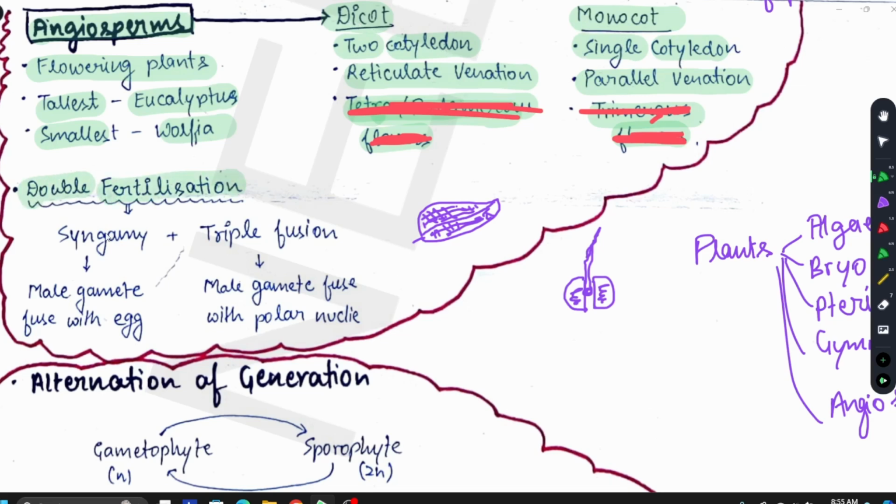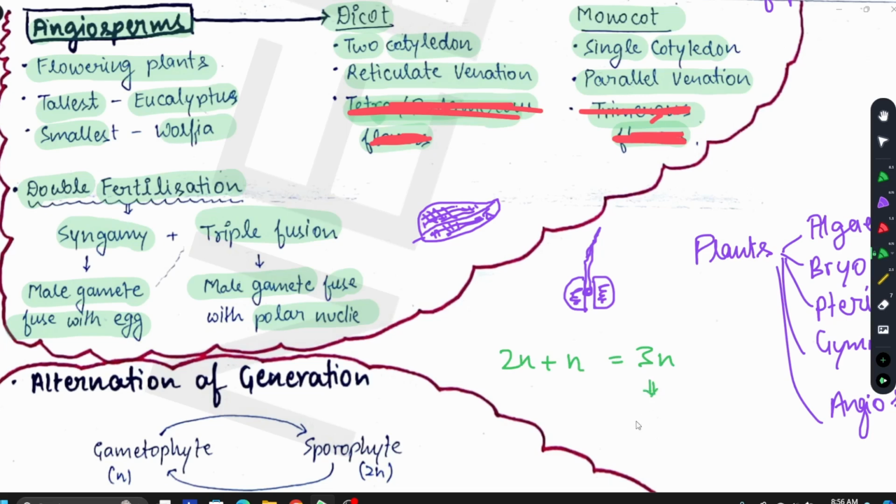Angiosperms also show double fertilization, which is basically two different fertilizations. One is called syngamy and one is called triple fusion. In syngamy, the male gamete fuses with the egg, and in triple fusion, the male gamete fuses with the polar nuclei. Actually, in angiosperms, two male gametes enter the flower. One male gamete fuses with the egg, and this is called syngamy, and through syngamy, the zygote is formed. Triple fusion is when the other male gamete fuses with the polar nuclei. The polar nuclei is already 2n, and the male gamete, which is n, fuses with it. So what we get is 3n. That is why we call this triple fusion.